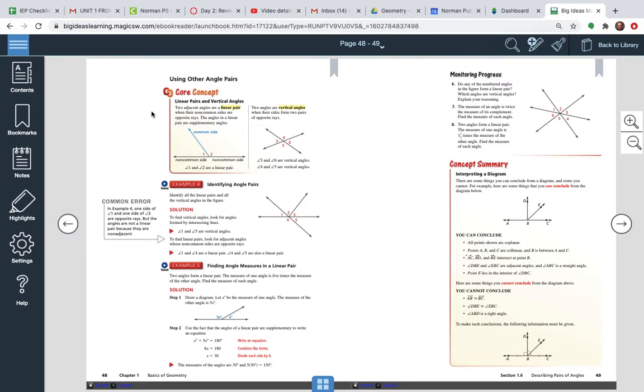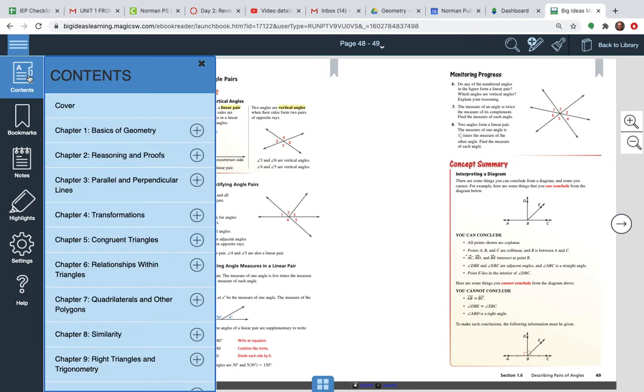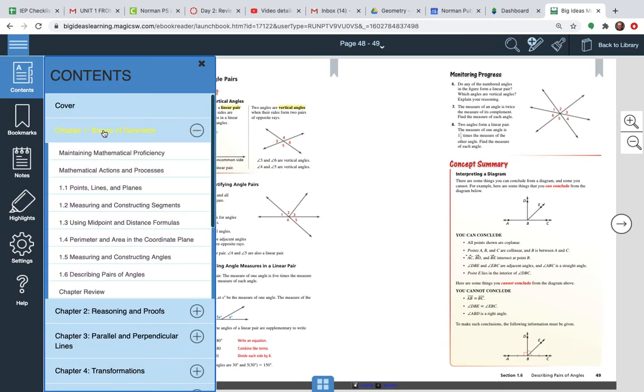So again, we'll get into this more next week. If you're looking at this video next week, then that's what we're doing this week, right? Make sure you're really familiar with angle measures and these special angle pairs. Okay, again, that's going to be in chapter 1. We're in 1.5 and 1.6, and that's going to end the chapter.